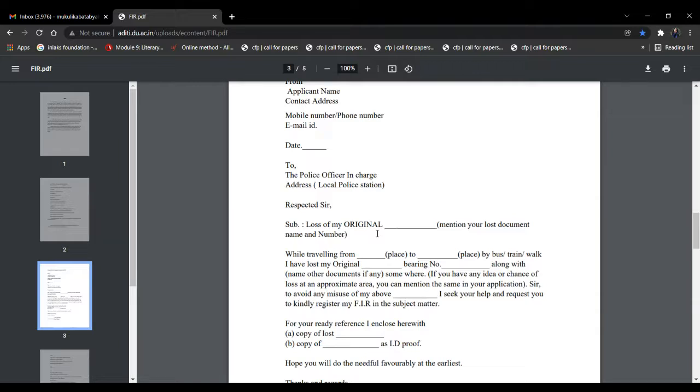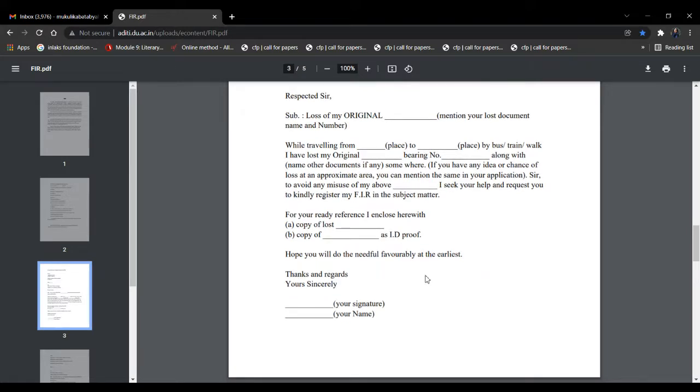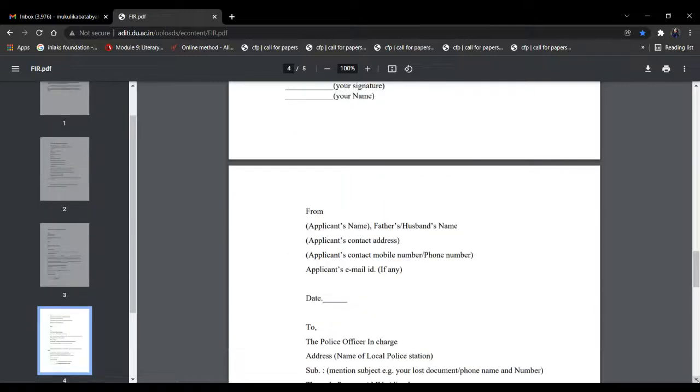Then you will write, sir, to avoid any misuse of my phone or whatever, I seek your help and request you to kindly register my FIR in the subject matter. For ready reference, you will give, say, a picture of your phone, or if there is anything that you can provide. And obviously, you will give a copy of your ID proof, like say a Xerox of your Aadhaar, your photo, or whatever, just to say that you are a legitimate person and this is your identity. Hope you will do the needful and favorably at the earliest. Thanks and regards, your signature and your name. So this is the format for a standard FIR.